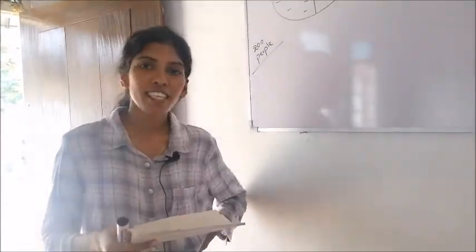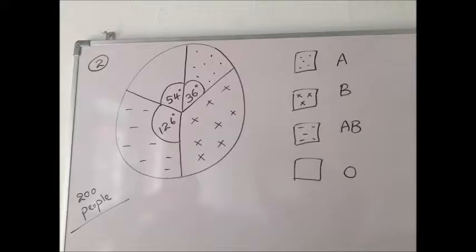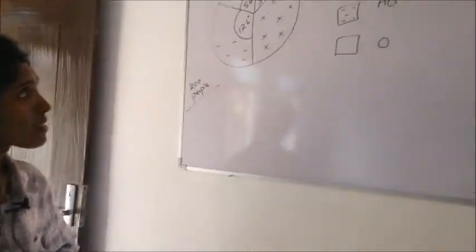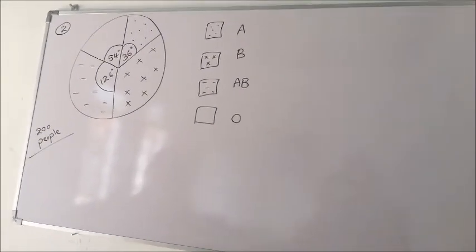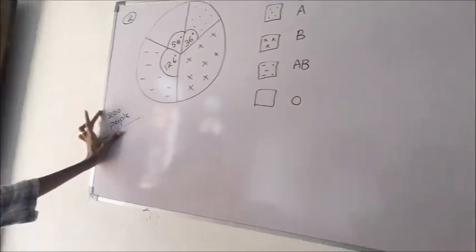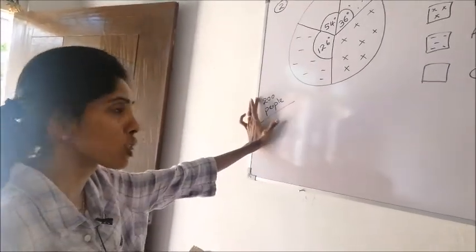Okay children, this is our second example. Here, this pie chart shows us the number of people who have different types of blood groups. Okay, from 200 people only data is collected here. From 200 people, it is in the question, right? So I mentioned it here.